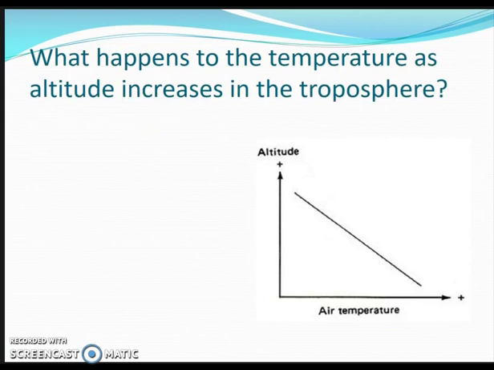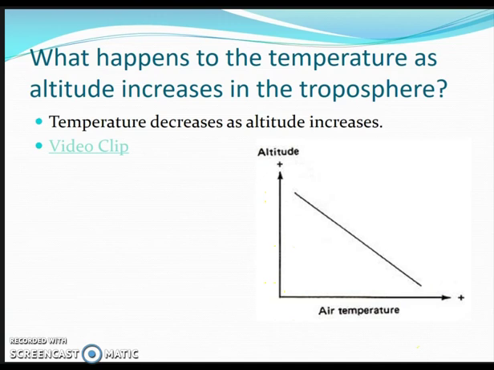So another question for you guys. We're going to start learning about trends within our atmosphere. And so my question is, what happens to the temperature as altitude increases in the troposphere? Basically saying, the higher that we go up into the sky, what happens to our temperature? Does it increase or does it decrease? Maybe we can make a prediction based on this image here. As altitude goes up, what happens to our air temperature? You guessed it, temperature decreases as the altitude increases. So I've got a quick video clip to show you guys.